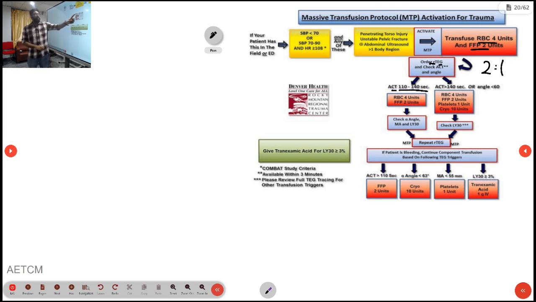But if the clotting time is again increased, we need to start platelets and also cryoprecipitate. So that is how the management of blood products goes.